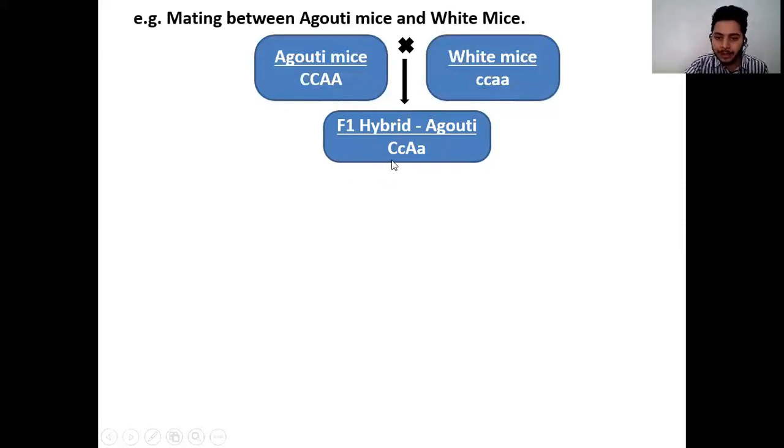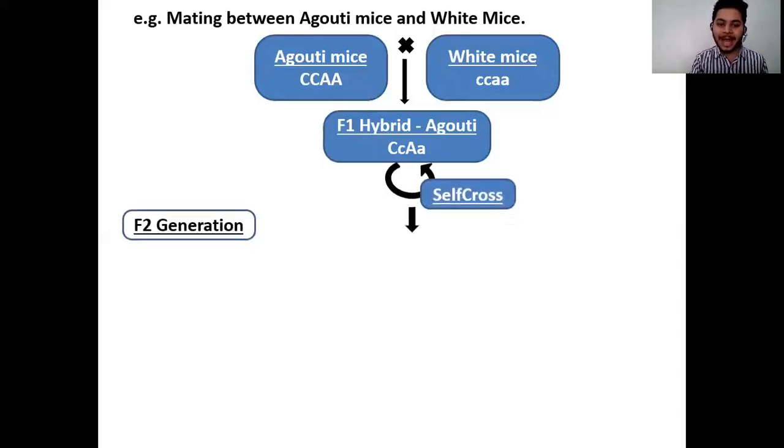here you're going to get an F1 hybrid. So this F1 hybrid is said to be a heterozygous individual for both my alleles, capital C and capital A. So this is an agouti coat color, where my hypostatic locus is allowed to express. So when two such F1 hybrids are crossed with each other, the phenomenon of self-crossing takes place, and here you get an F2 generation. So again, the ratios of the offspring that you'll get in the F2 generation will be a slight deviation from your Mendelian dihybrid ratios.